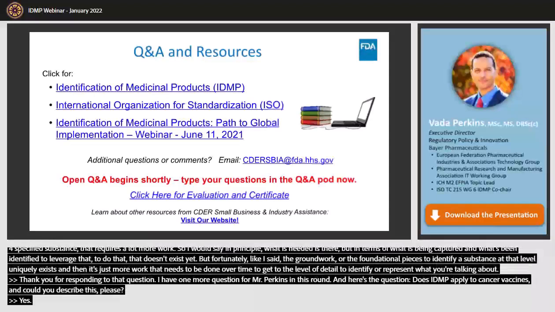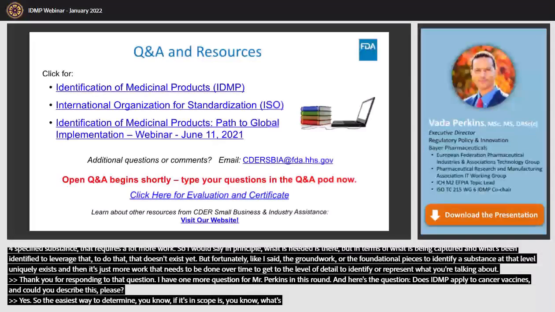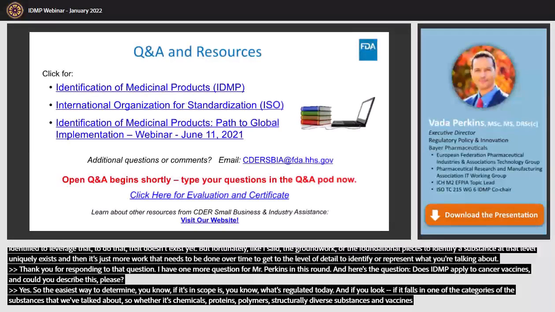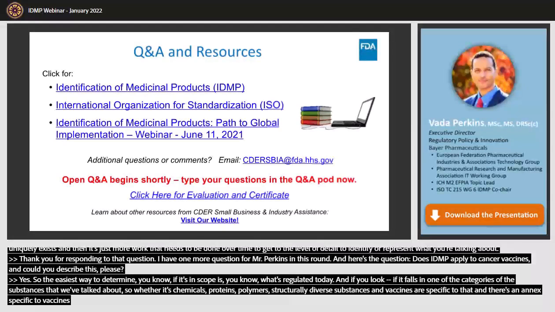Yes. So the easiest way to determine if it's in scope is, what's regulated today. And if you look at, if it falls in one of the categories of the substances that we've talked about, so whether it's chemicals, proteins, polymers, structurally diverse substances, and vaccines are specific to that, and there's an annex specific to vaccines in the ISO standards, the answer is yes.